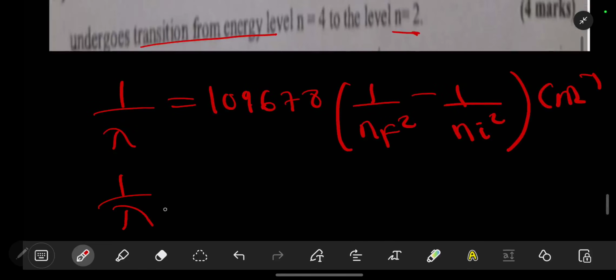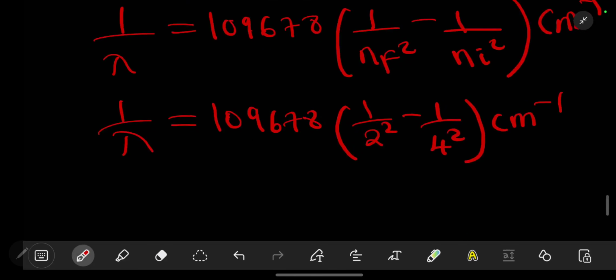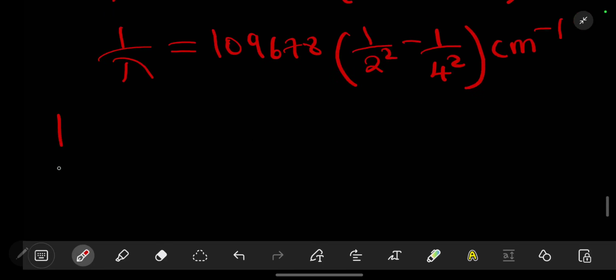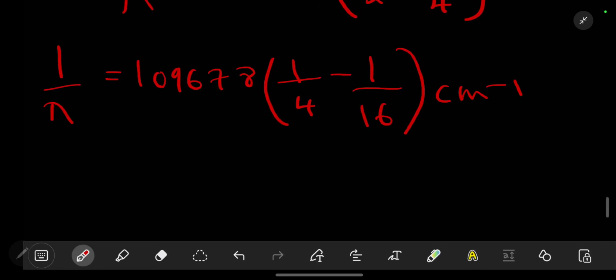So we have 1 over this should be equal to 1, like this. Then we have 1 over the final, which is 2 squared, minus 1 over the initial, which is 4 squared. Then we have centimeter to the power -1. So we are going to have 1 over the wavelength should be equal to 1, 0, like that. Then we have 1 over, this will be 1 over 4, minus 1 over, this will be 1 over 16, like that. So this is centimeter to the power -1.